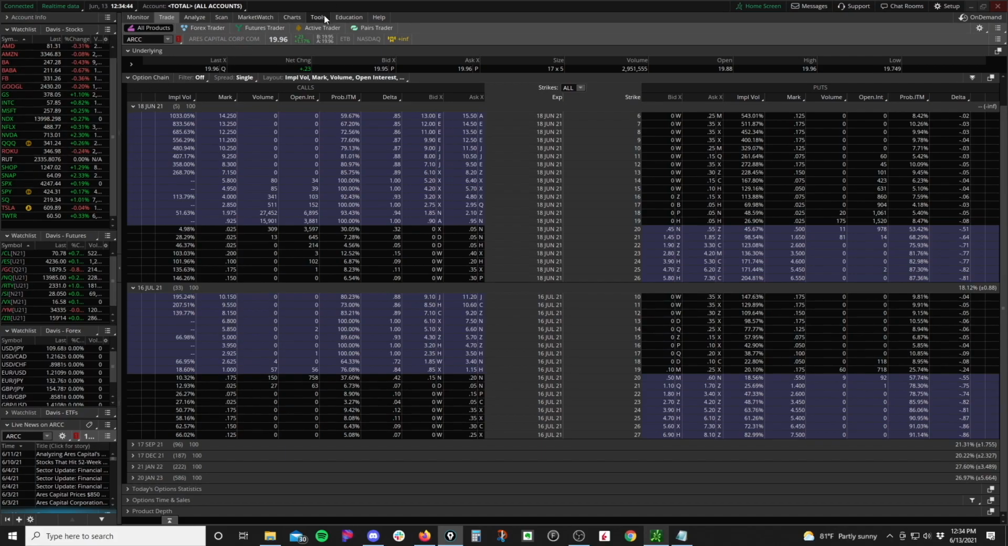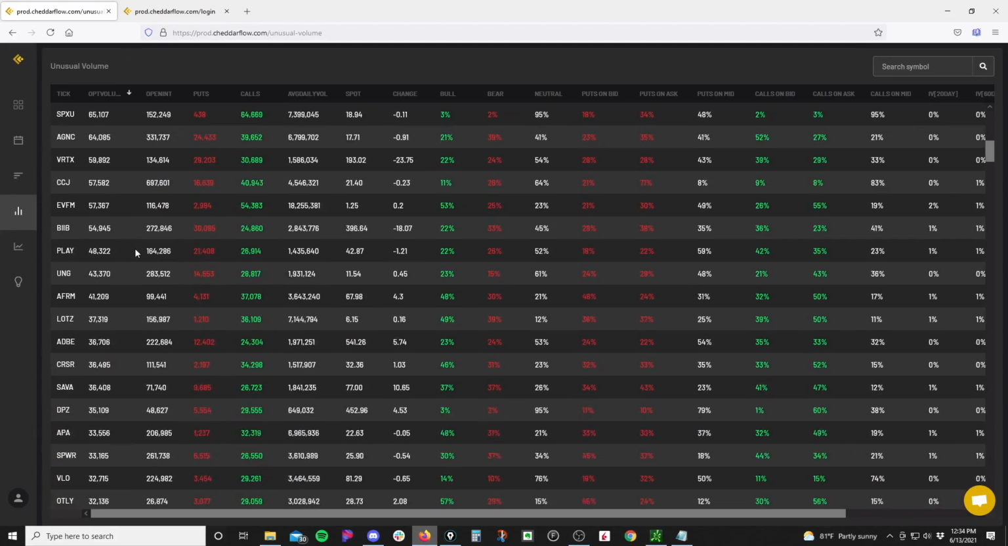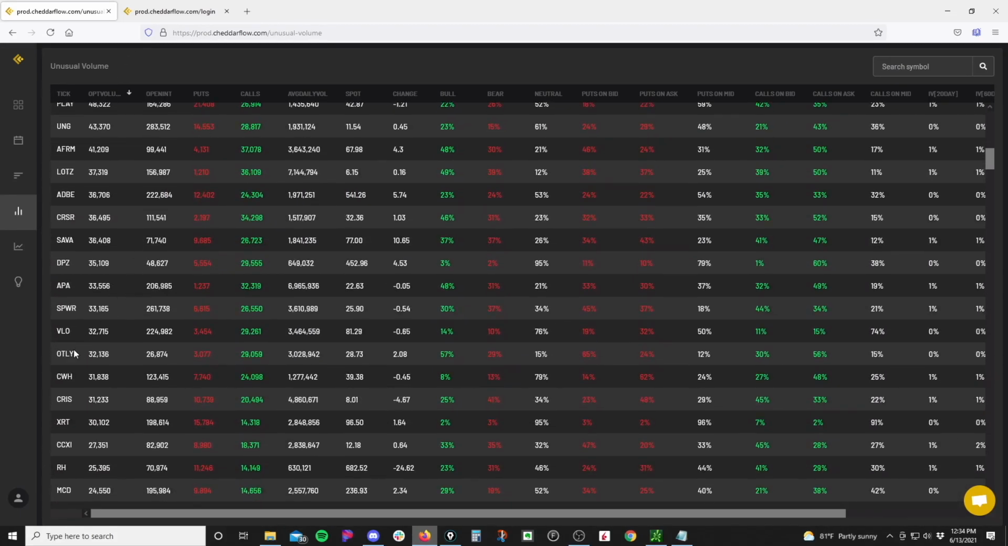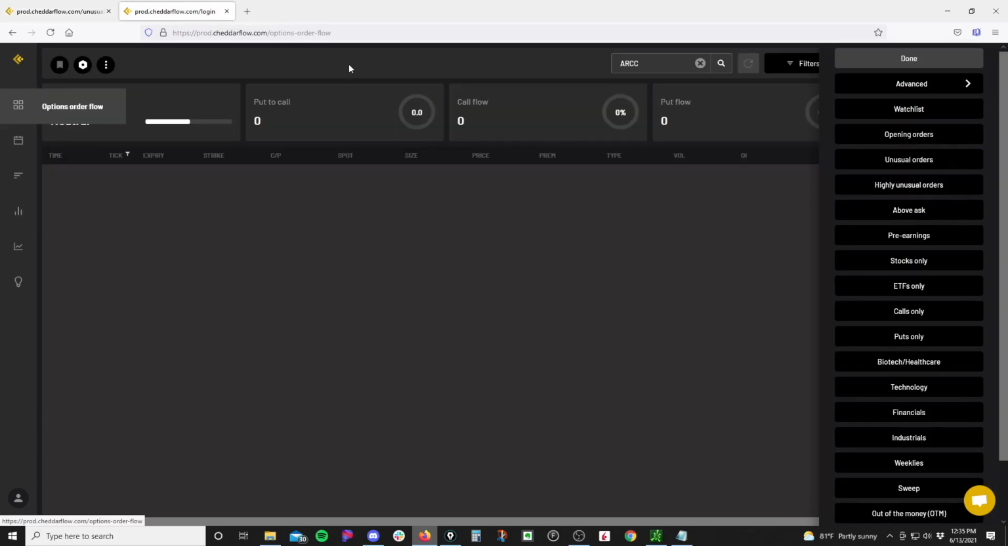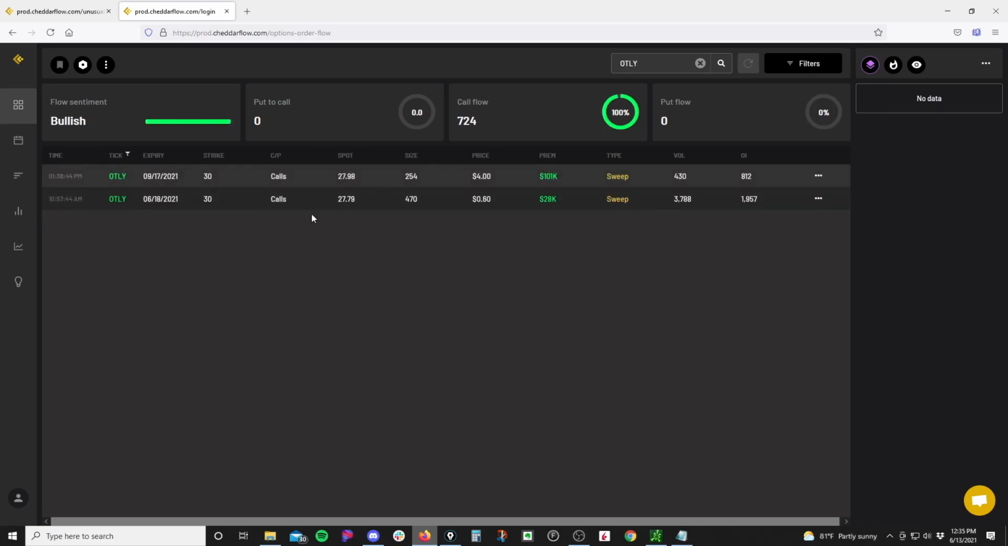So let's go to the last example, which is OTOY. Now, 32,000 versus 26. Most of the volume was done on the call side, and then the bull was 57%. And we can see, we already went over this, there was a lot of puts being sold, and then more than half of the calls on the ask. So what we want to do is we want to flip over to the options order flow tab. We want to search OTOY and see if anything comes up, and there it is.